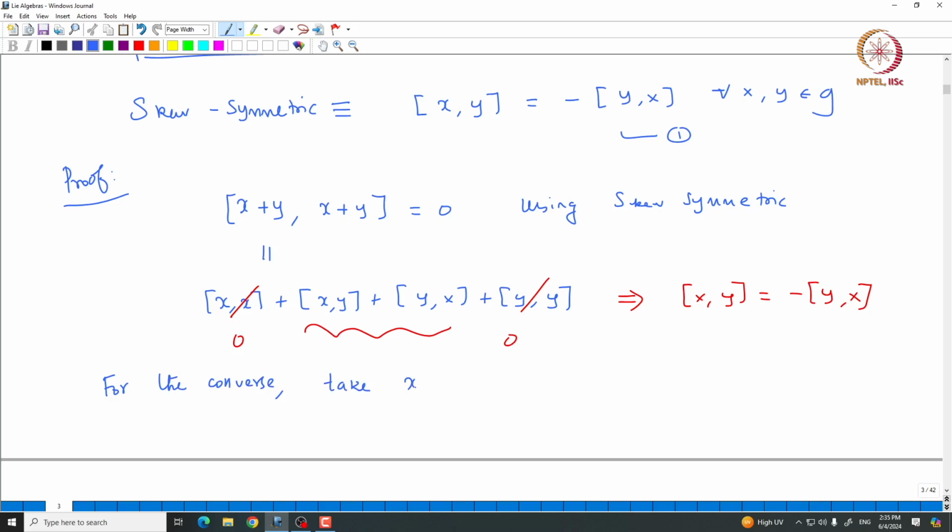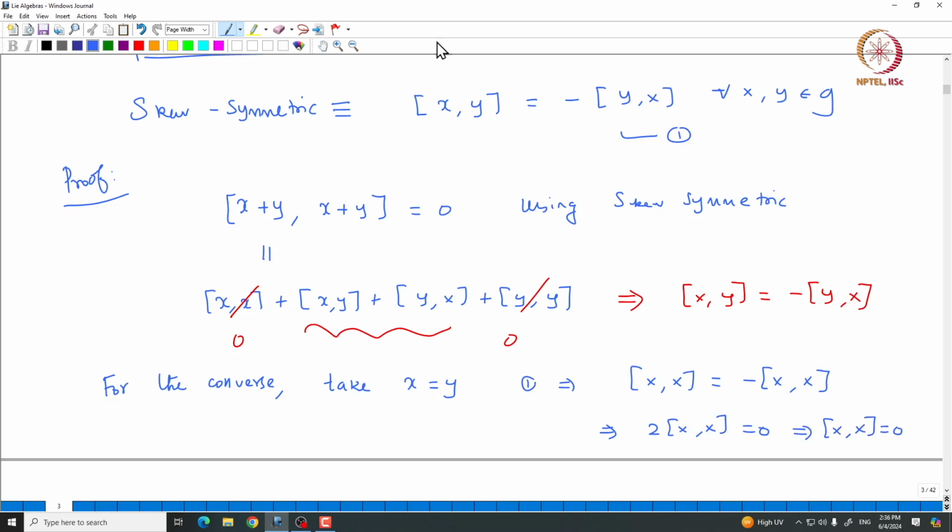Now, for the converse part, if we take this x equal to y, then 1 implies the bracket xx is the same as minus the bracket xx. So, that implies twice xx is 0. But we are working over a characteristic 0 field, so that implies that the bracket xx is 0, and this is true for all x in G.